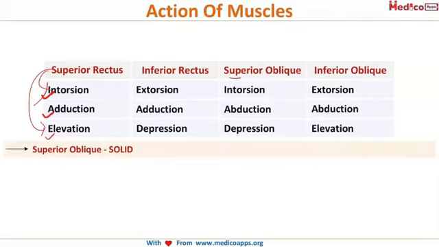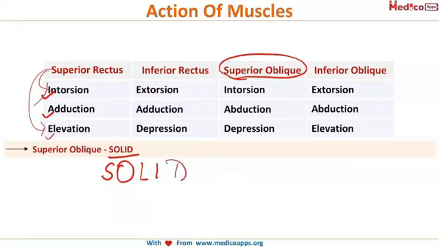Another easy way to remember the actions of superior oblique is SOLID. SO stands for superior oblique, L is just to complete the mnemonic, I is for intorsion, D is for depression.